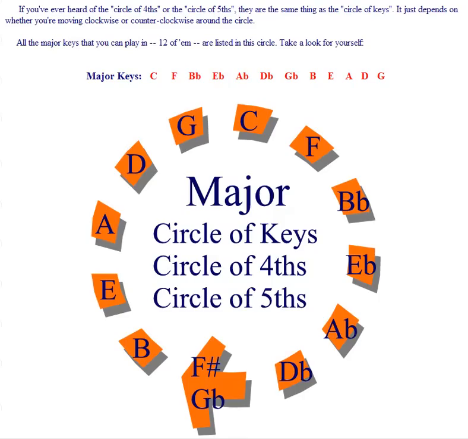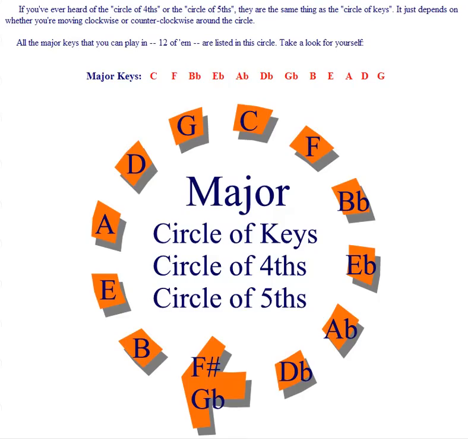The circle of keys is also known sometimes as the circle of fifths or the circle of fourths, but when people talk about those, they're talking about the very same thing. The circle of keys is the same thing as the circle of fifths or the circle of fourths, okay? And there's all kinds of exciting things you can learn from that, and I'd like to talk about seven of them today, okay? The first thing I'd like to talk about is the order of the sharps.